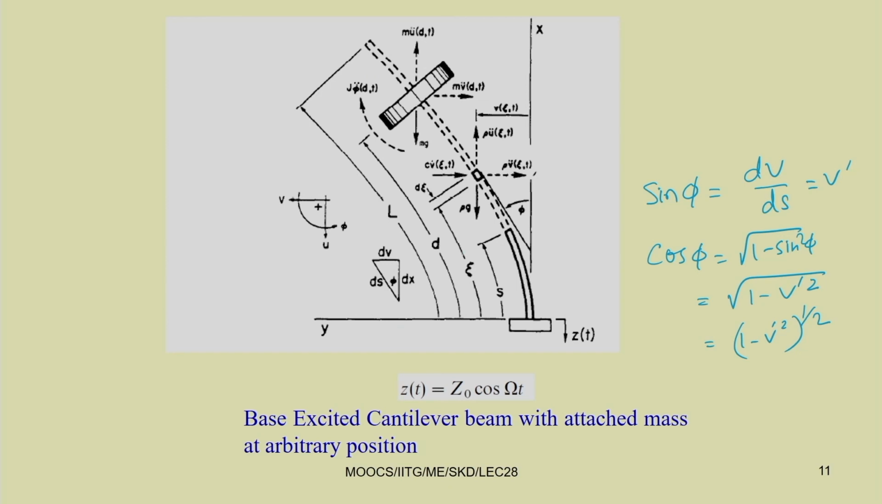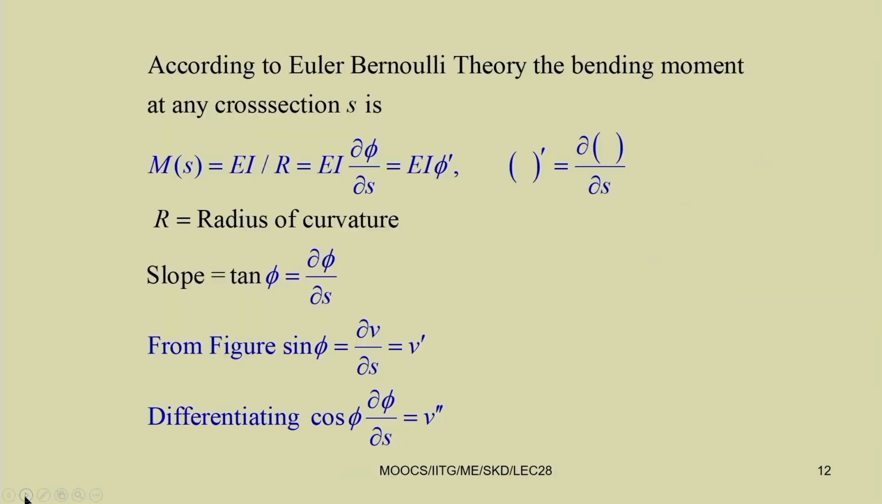When we take a small element, along this x direction let us take the distance to be dx. ds is along the beam, and dv is the displacement in the transverse direction. From these we can write sin phi as dv by ds, or v dash. The beam is subjected to a vertical direction motion, z t equals z 0 cos omega t. We have already seen these systems several times, and this is just to revise the system.